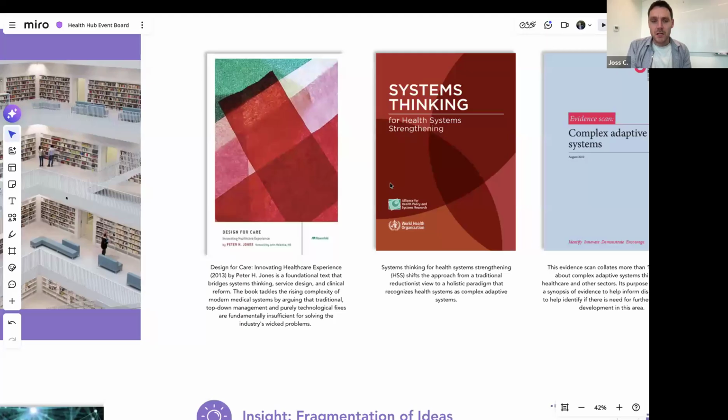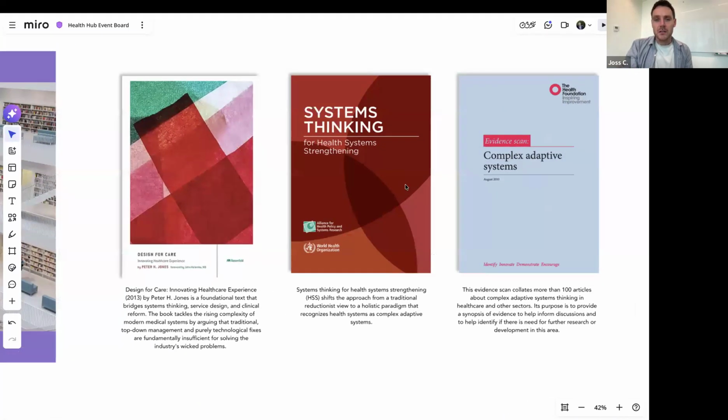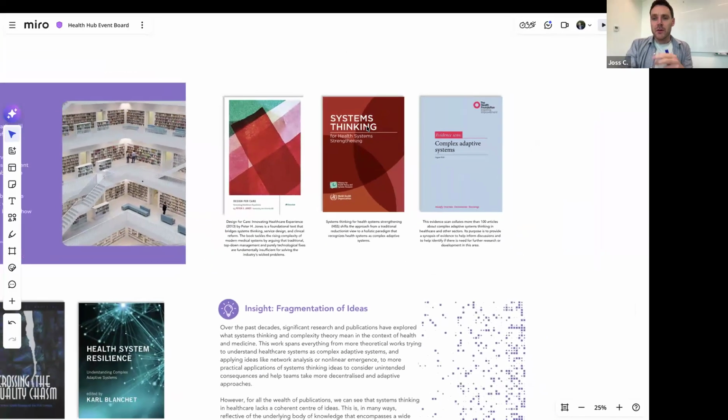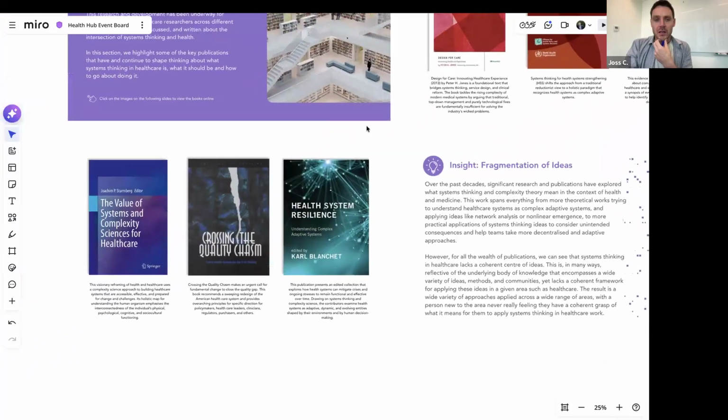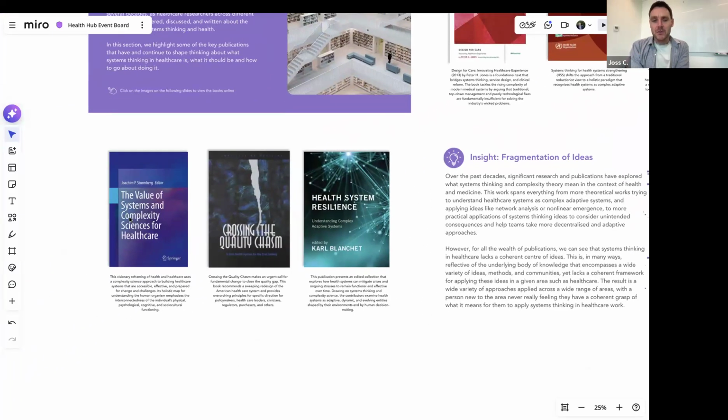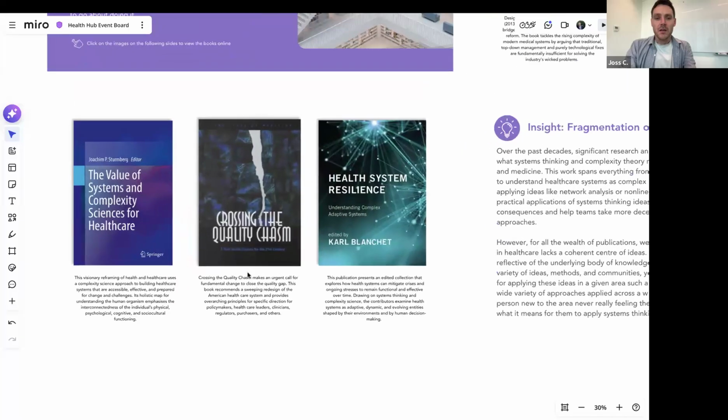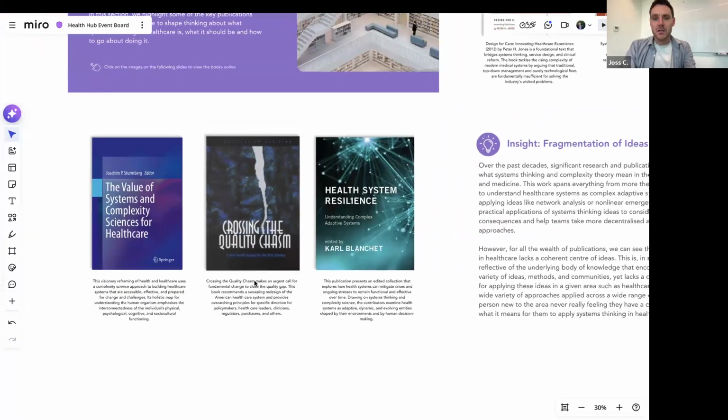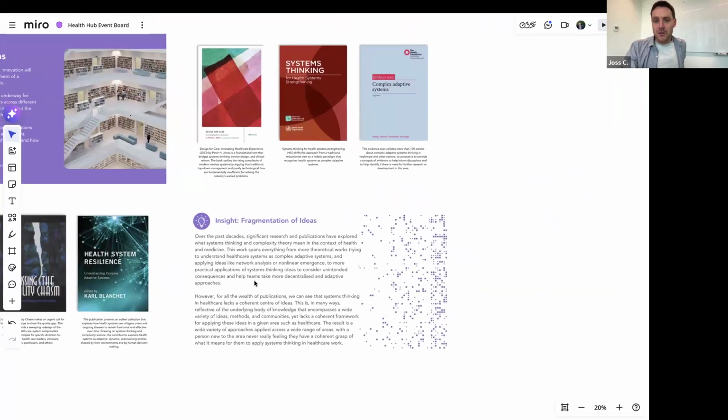Peter Jones published one around designing for care and systemic design in healthcare. This was a pretty seminal one. It's a while back now, from the WHO, Systems Thinking for Health System Strengthening. That was an important one. We have one from the Health Foundation. There are many others that have been exploring this question of, how do we understand healthcare systems as complex adaptive systems? Crossing the Quality Chasm is a good one. But I welcome you to take a look into those.